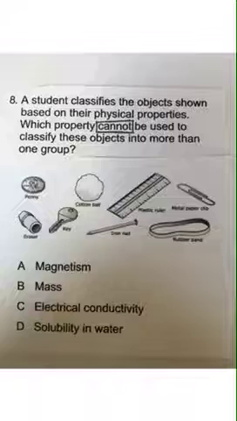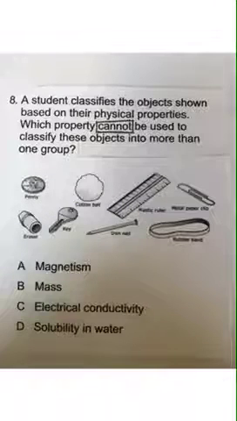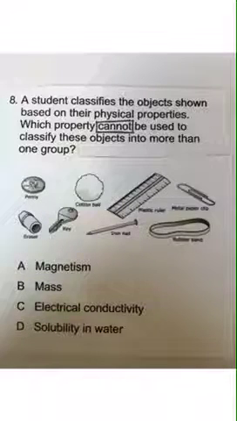Number 8. A student classifies the objects shown based on their physical properties. Which property cannot be used to classify these objects into more than one group? A, magnetism, B, mass, C, electrical conductivity, D, solubility in water.